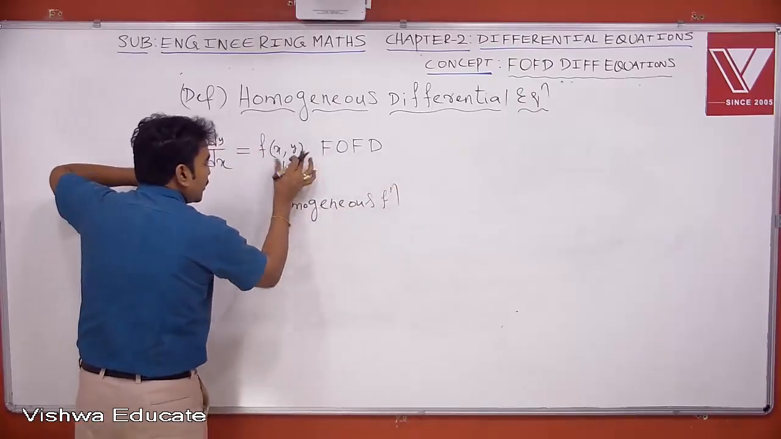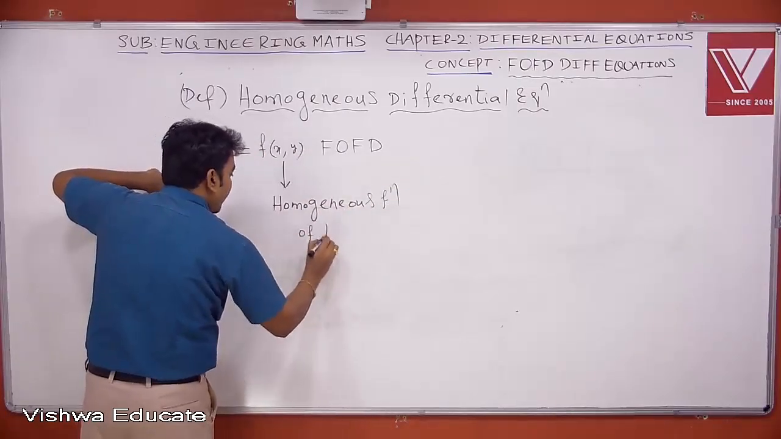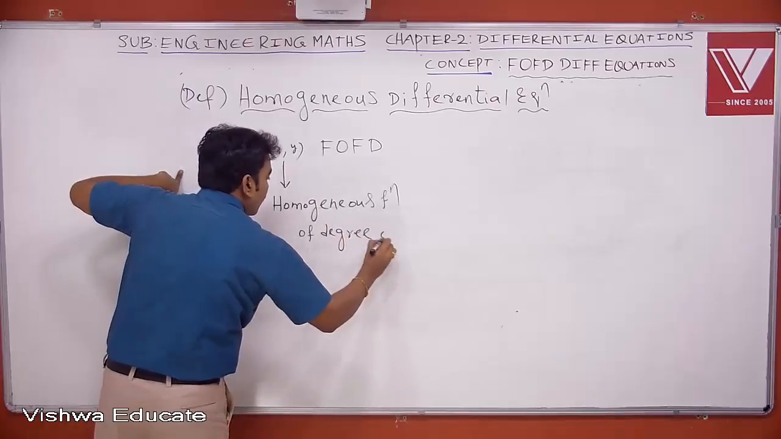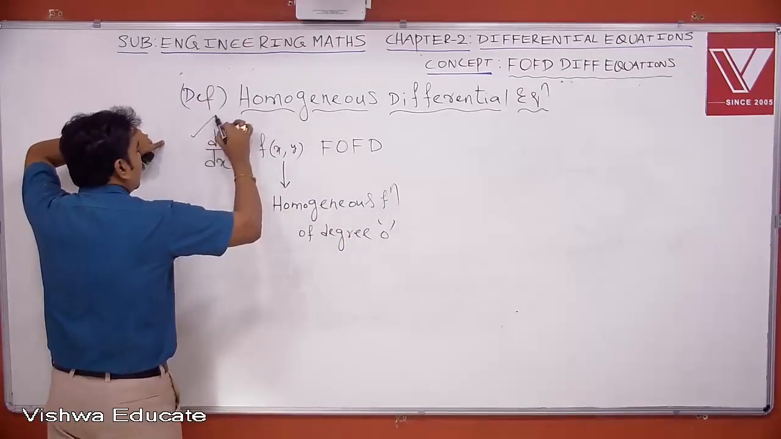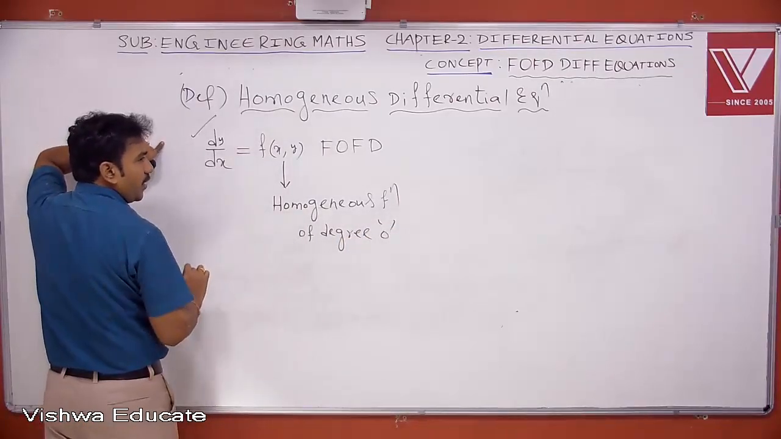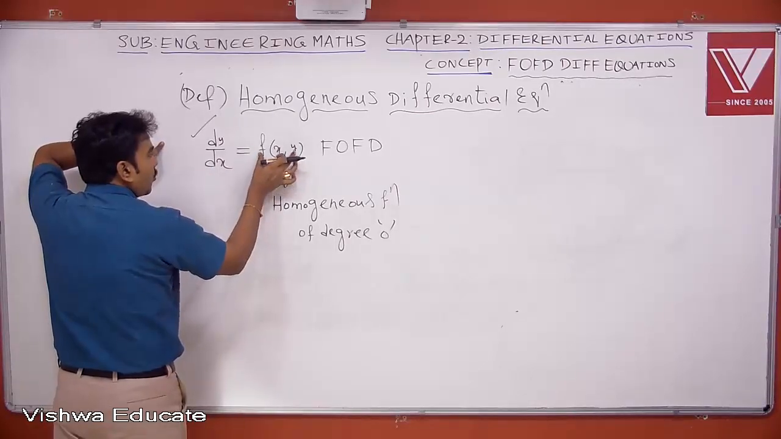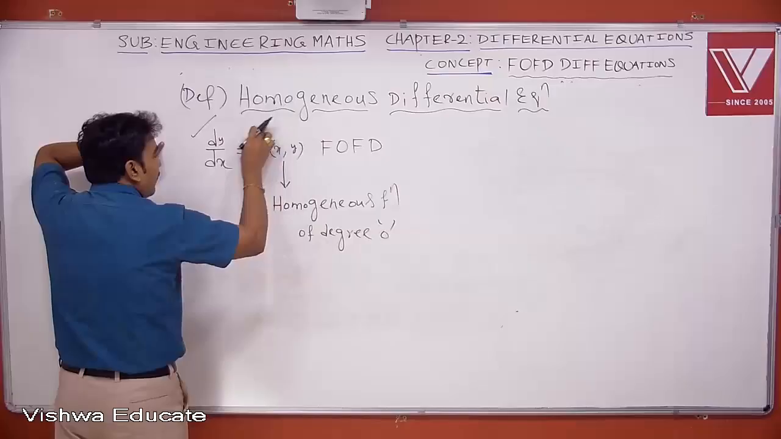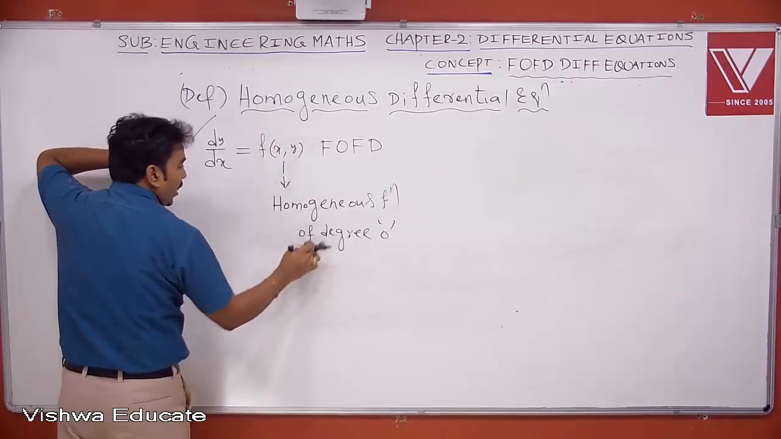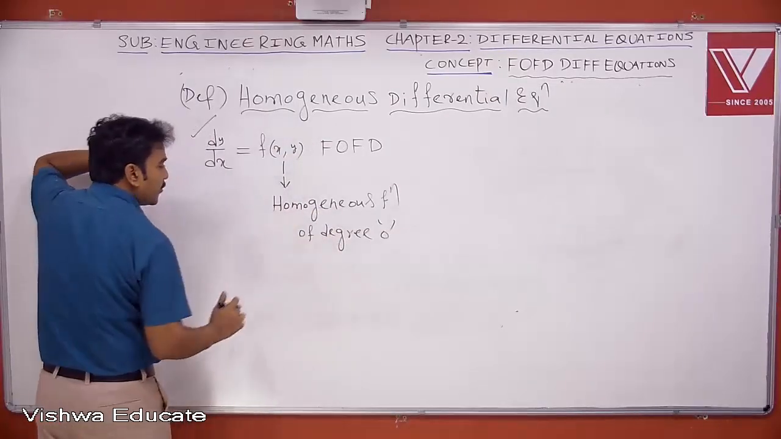If the RHS function is a homogeneous function of degree 0, then this differential equation is called a homogeneous differential equation. So we say that dy by dx equal to f of x comma y is a homogeneous differential equation if f of x comma y is a homogeneous function of degree 0.